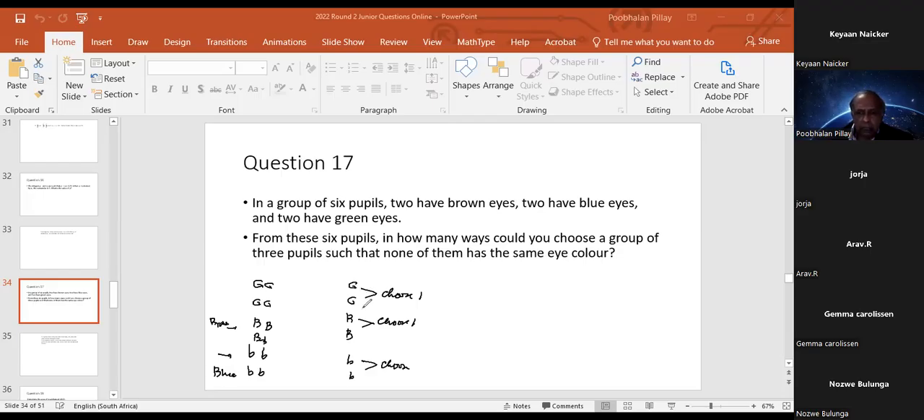So if you choose, these are 2 different people. So you can't put GG. We have to make it maybe G1 and G2. This is the first guy who's got green eyes, second guy. So there are two people here in each case. So I want to choose one from each. Like for instance, I can choose G2 and B1 and small b2. One from here, one from here, one from here.